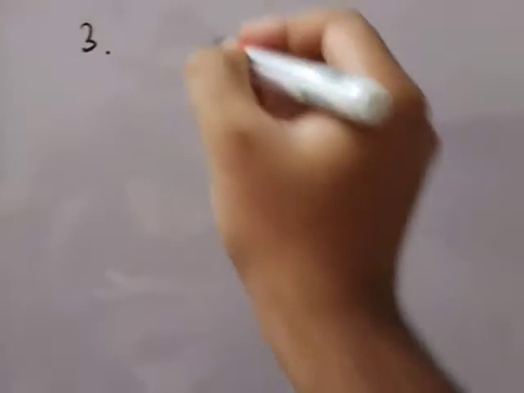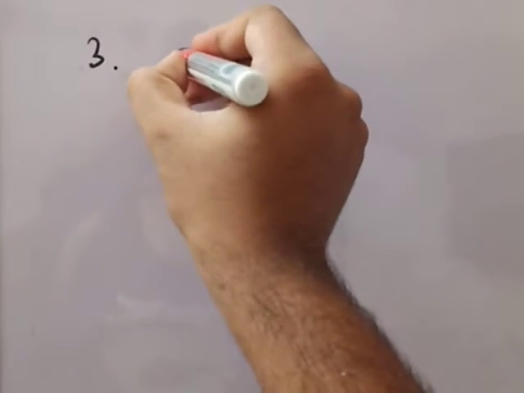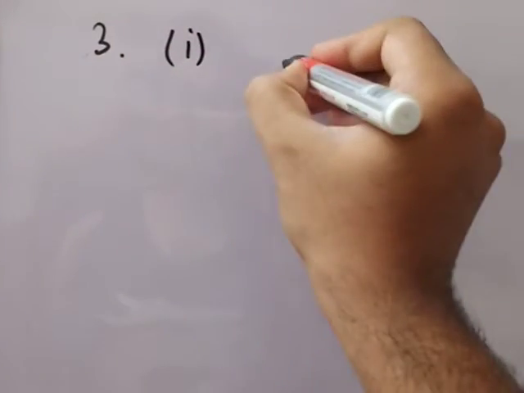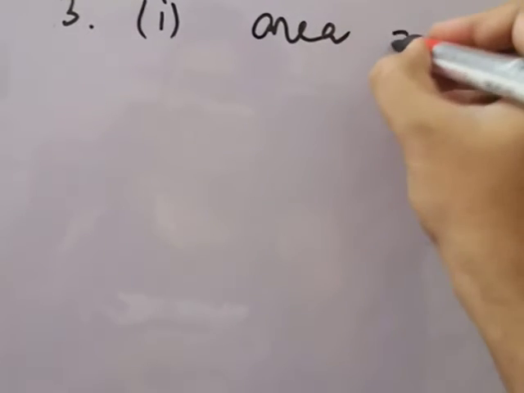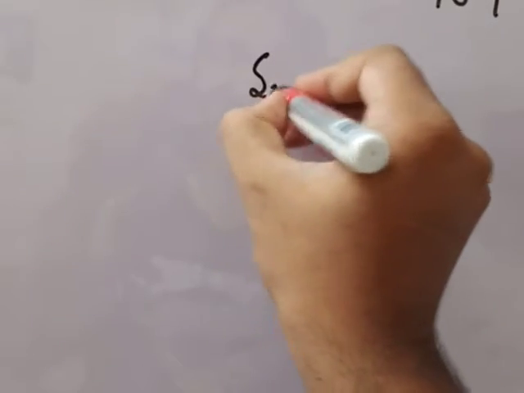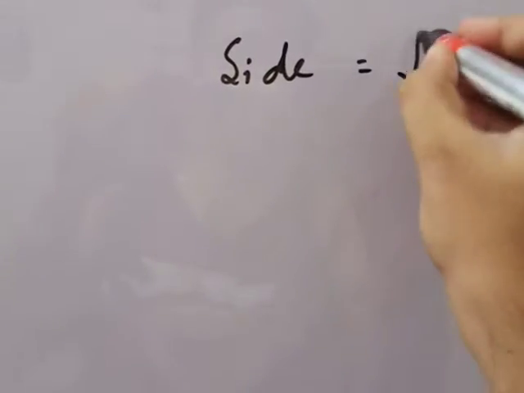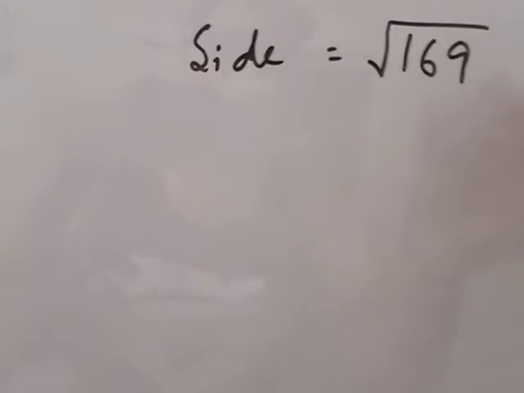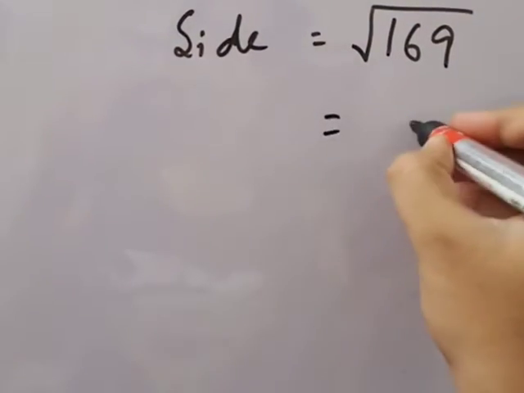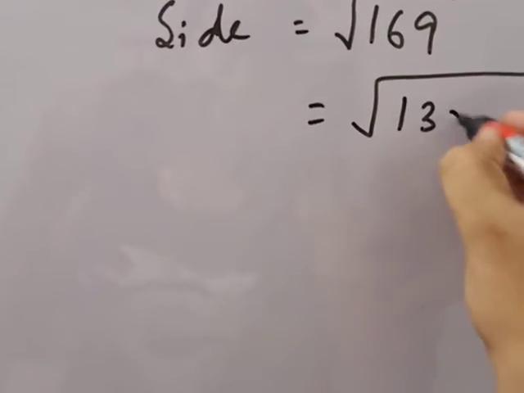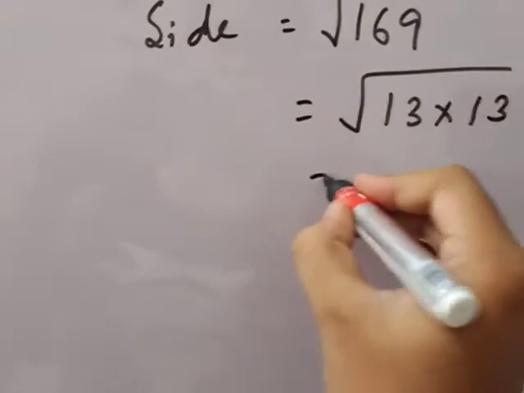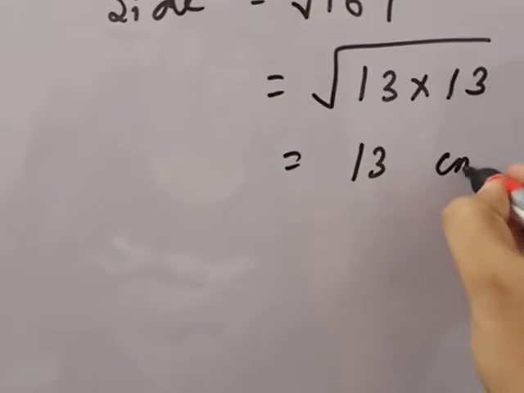See that in number 3 you have to find the side. Area is given, so area equals 169 centimeter square. Side equals root over 169. That is 13 into 13. That is 13 centimeter.